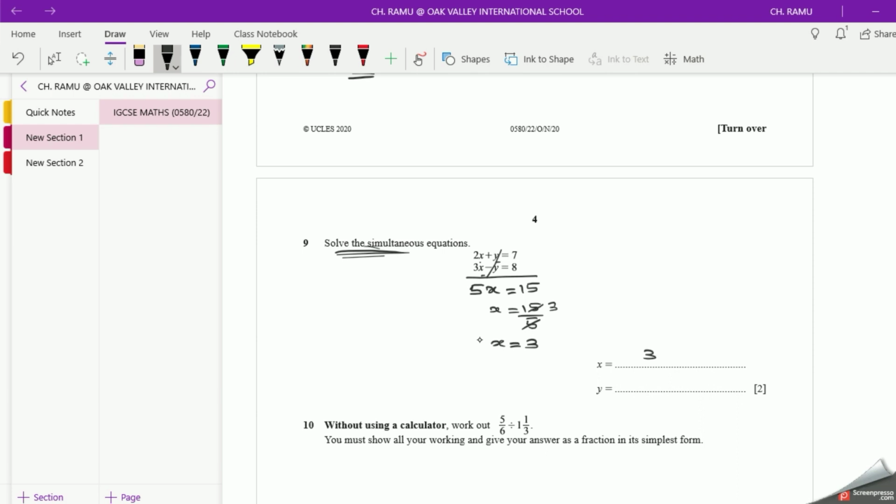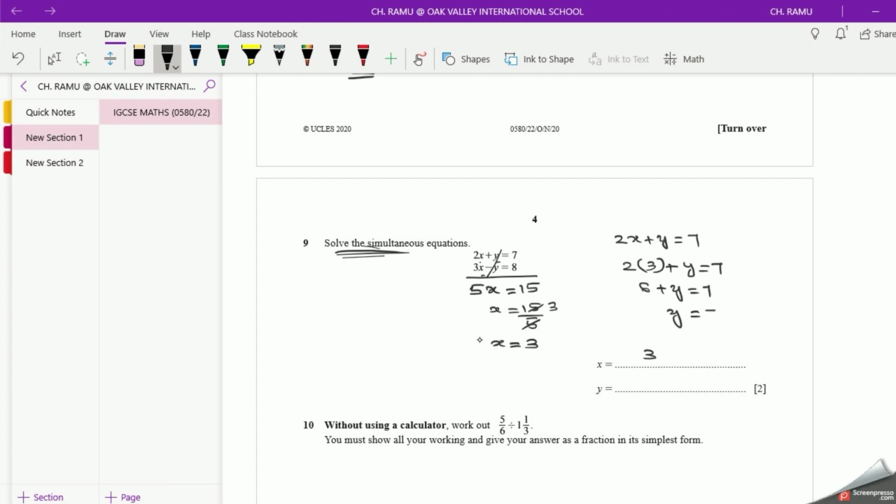Put the value of x in any one equation, that is 2x plus y is equal to 7. 2 into the value of x, which is 3, plus y is equal to 7. 2 threes are 6, plus y is equal to 7.